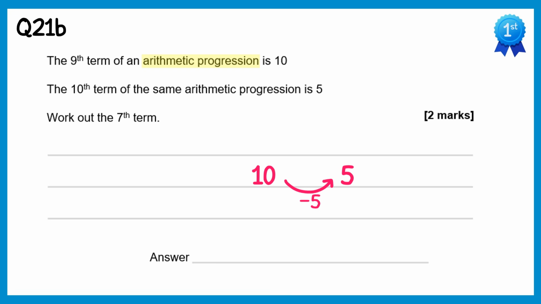Now we need to find the 7th term this time, so we need to go backwards in the sequence, in fact backwards 2 terms. So to get from the 9th term back to the 8th term, we would actually add 5. This will put you on 15. And to get from the 8th term back to the 7th term, we need to add 5 again. And this will give you 20. So the answer to the question is 20.